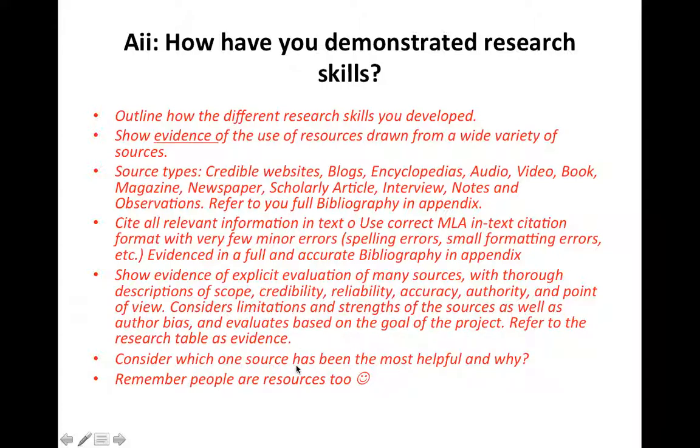You may want to think about one particular source that's been most helpful and why it was so instrumental in moving your knowledge forward or moving your understanding of the project forward, for example. And remember, people are resources too, and that can be really helpful.